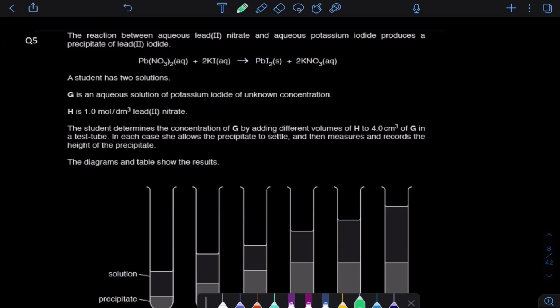The reaction between lead nitrate and aqueous potassium iodide produces a precipitate of lead iodide. Again, why is this reaction not reversible? Because this is solid being made. So उसकी वजह से वापस नहीं जा रहा है.